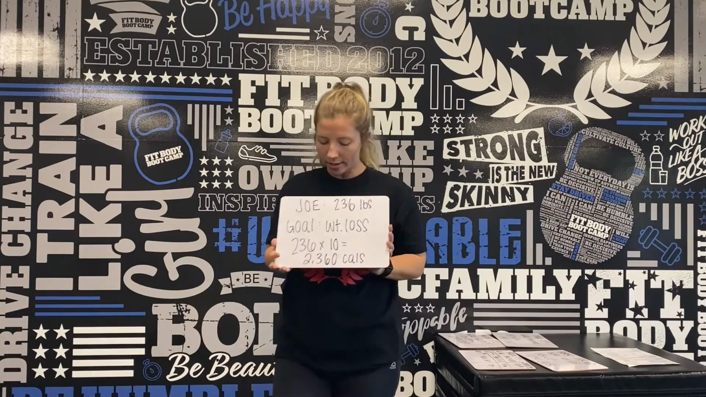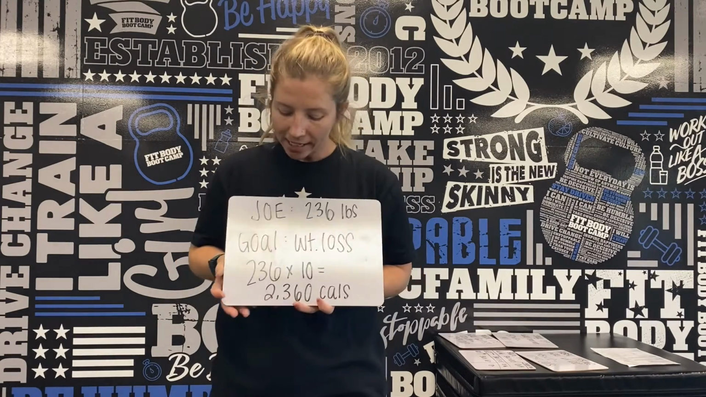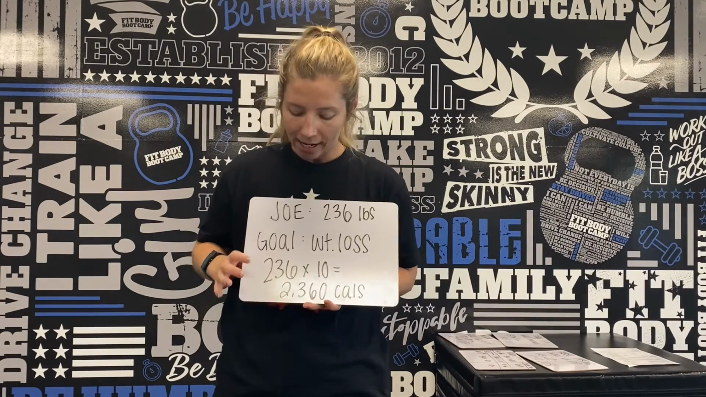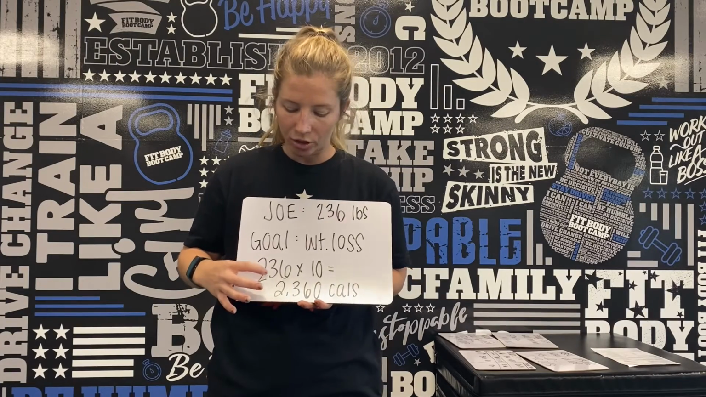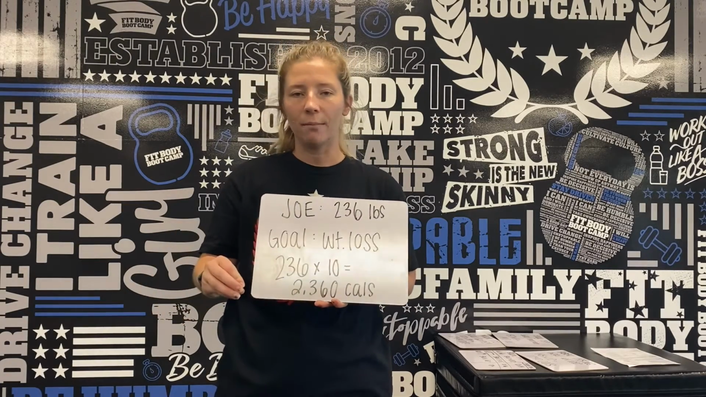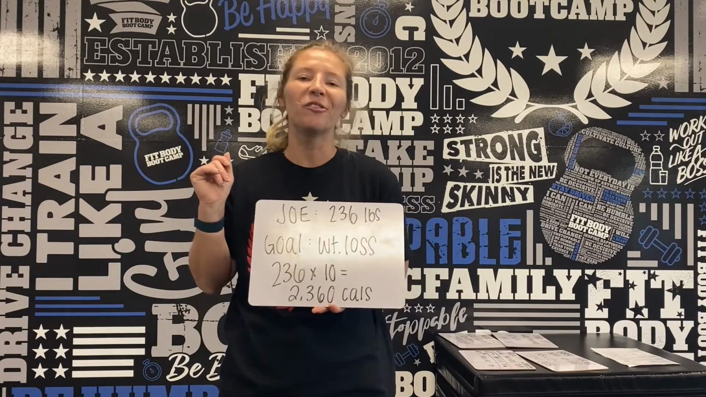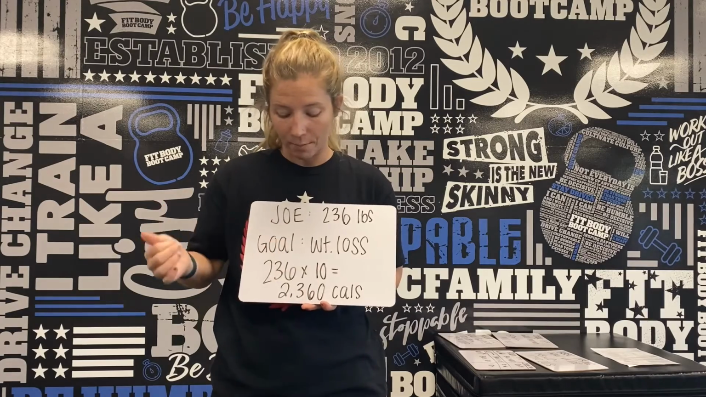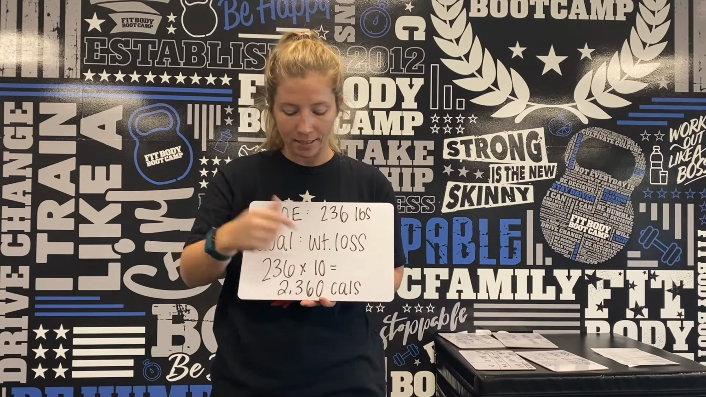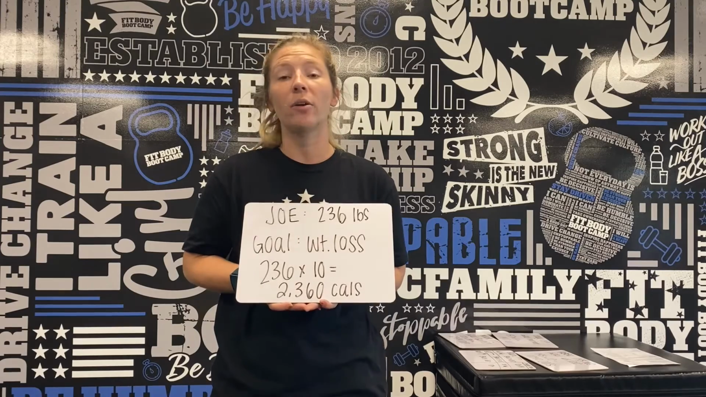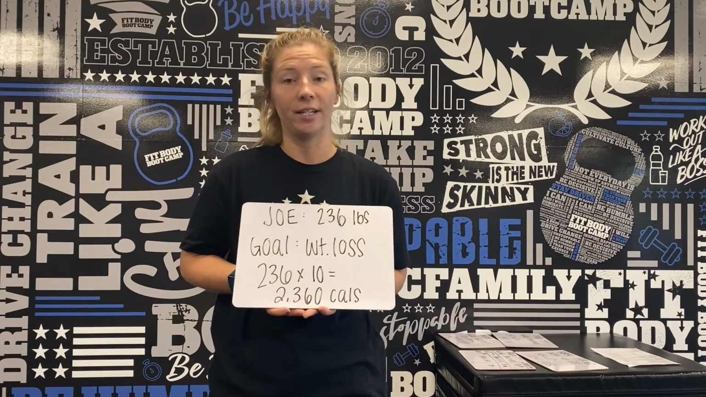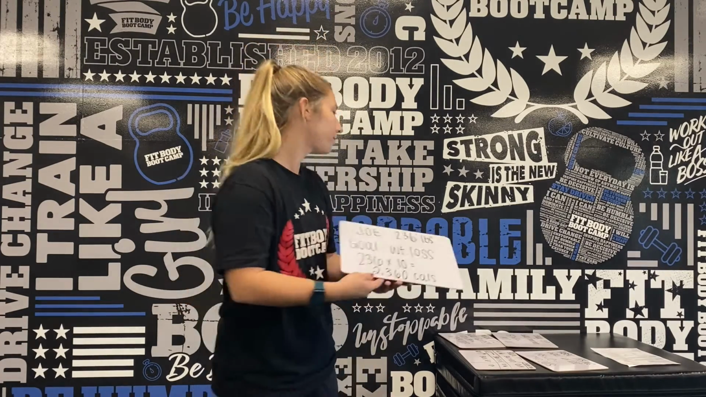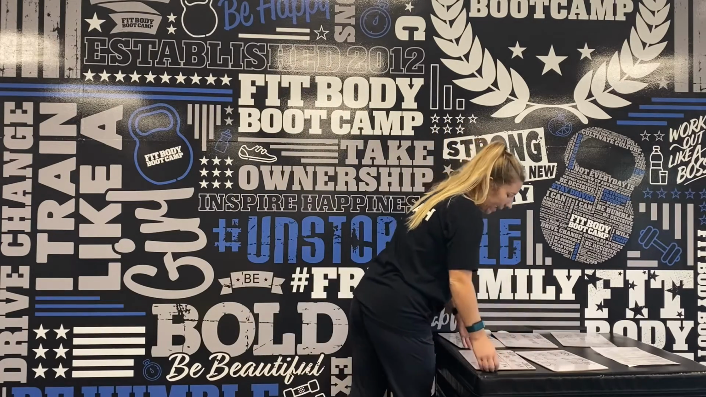And last but not least, we've got Joe. Joe is 236 pounds. He has a goal of losing weight, and we used his body weight, 236. Joe is not a boot camp member. He just let us use this information for video purposes, and he's not very active. So we're going to use that lowest number here, 236 times 10. He is going to need 2,360 calories a day.